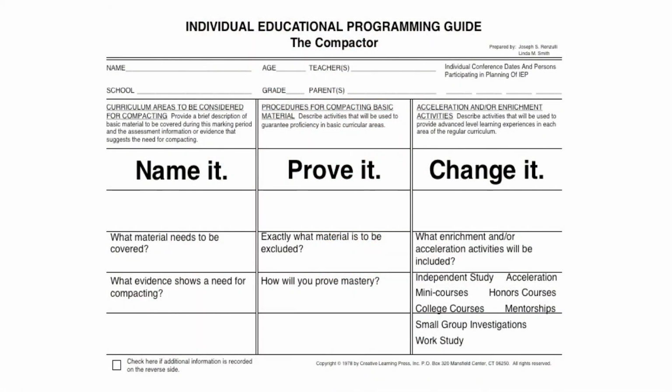There are three major steps in compacting that we'll be explaining. Name it: what's the child's strength areas? Prove it: how can you document that a child has curriculum strengths in those areas? And change it: what can we give the student to do that he or she doesn't already know and might be interested in doing? And this is not just more work and busier work. Again, it's really important that it's different, that it's engaging, that it's more challenging. It isn't just more of the same.